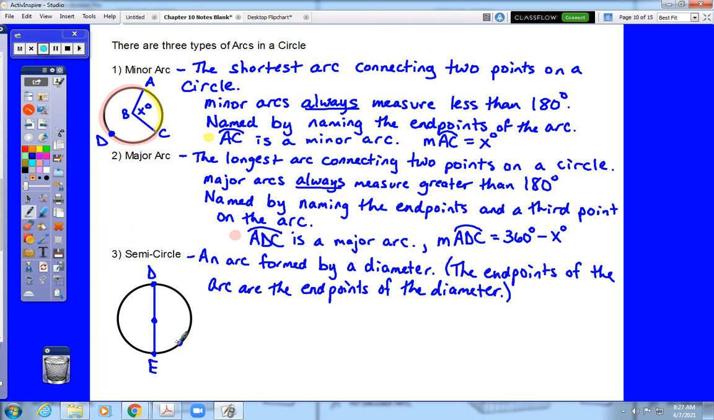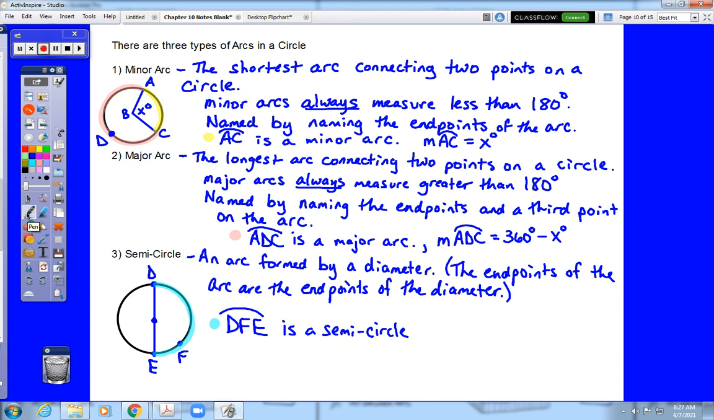Semicircles also require a third point so that we know which semicircle we are talking about. So let's say this was F. DFE is a semicircle. Again, it requires 3 points because we have to state which side of the circle, which half of the circle we are talking about, the left half or the right half. Okay? And that would tell us to go from D through F and end at E. So that is a semicircle.